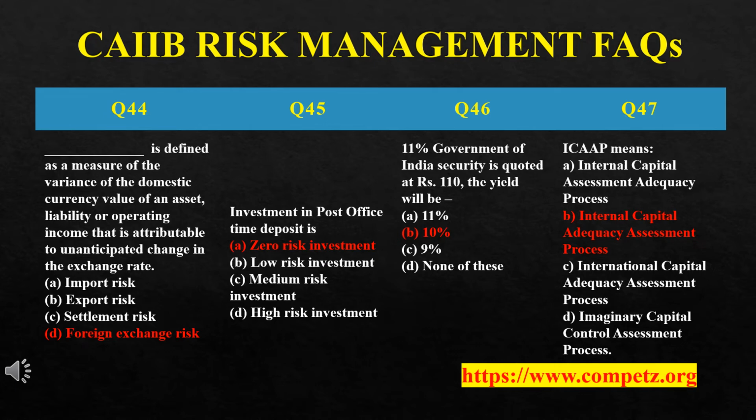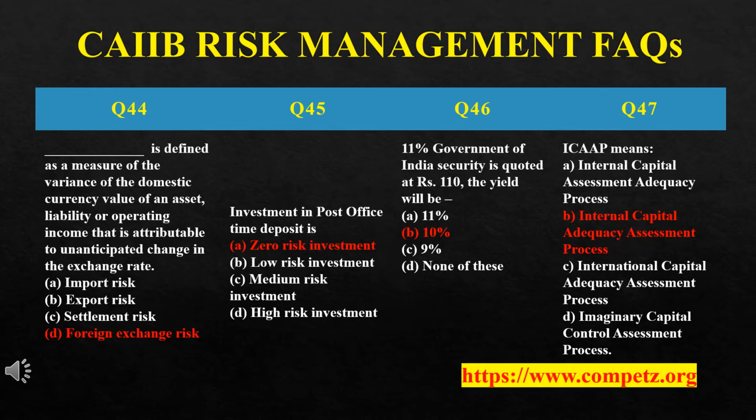The next question is ICAAP. What is the full form? There are 4 options given. As a banker, you may be aware of what ICAAP is. The first option is internal capital assessment adequacy process. Second is internal capital adequacy assessment process. Third is international capital adequacy assessment process. Then the fourth option is imaginary capital control assessment process.